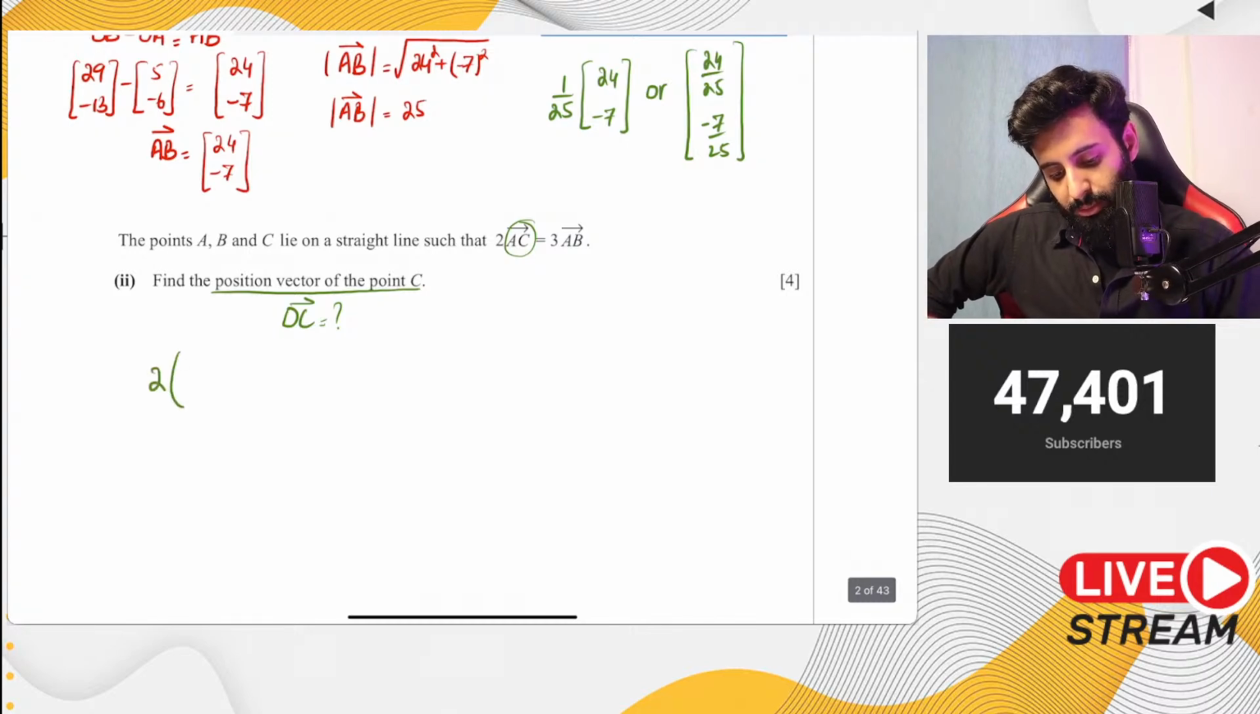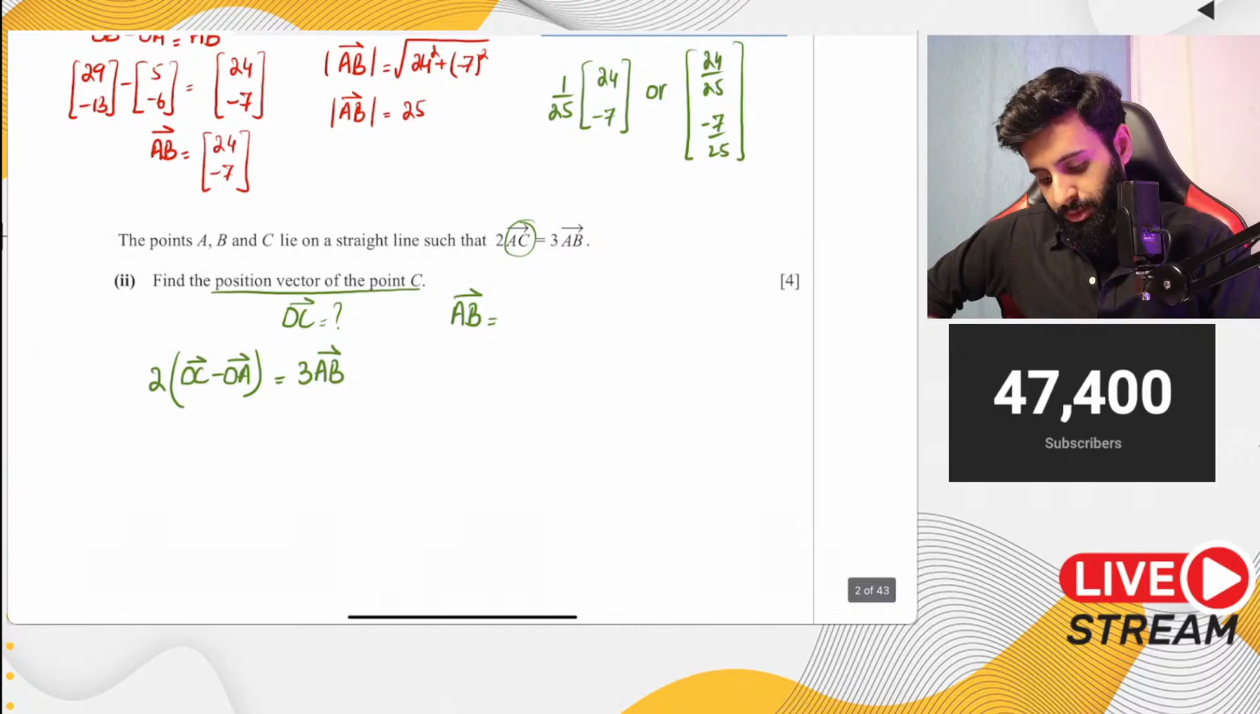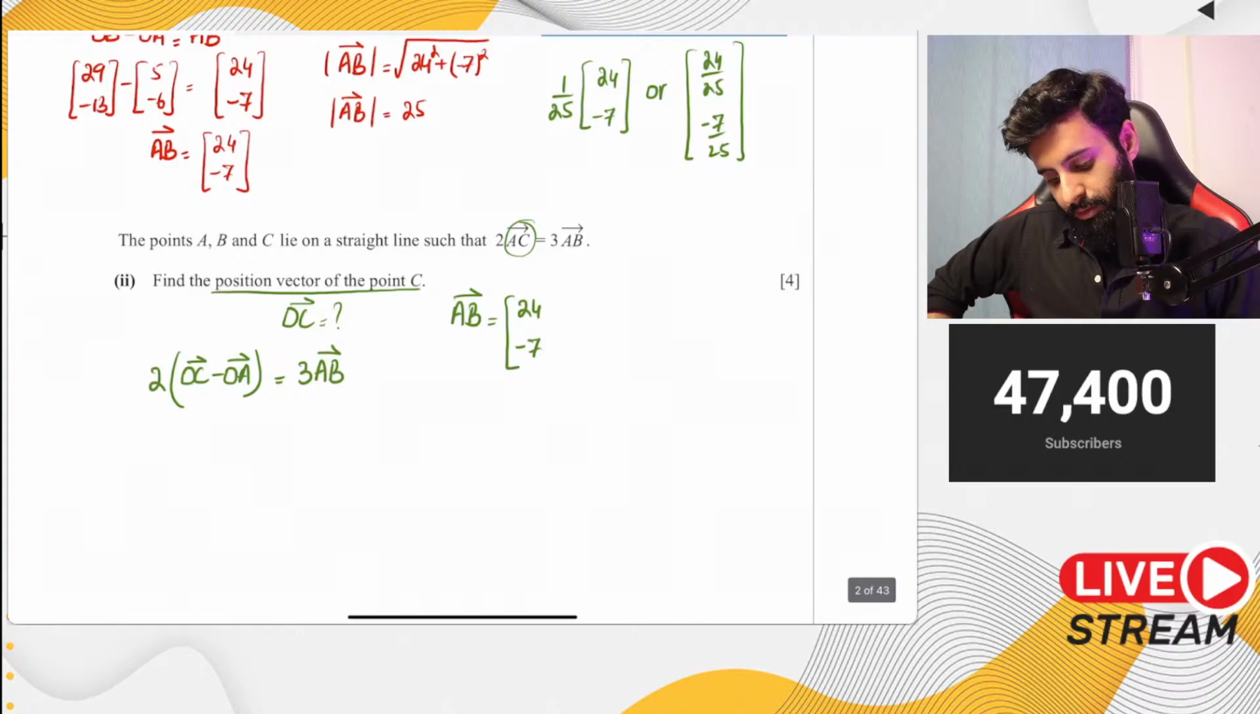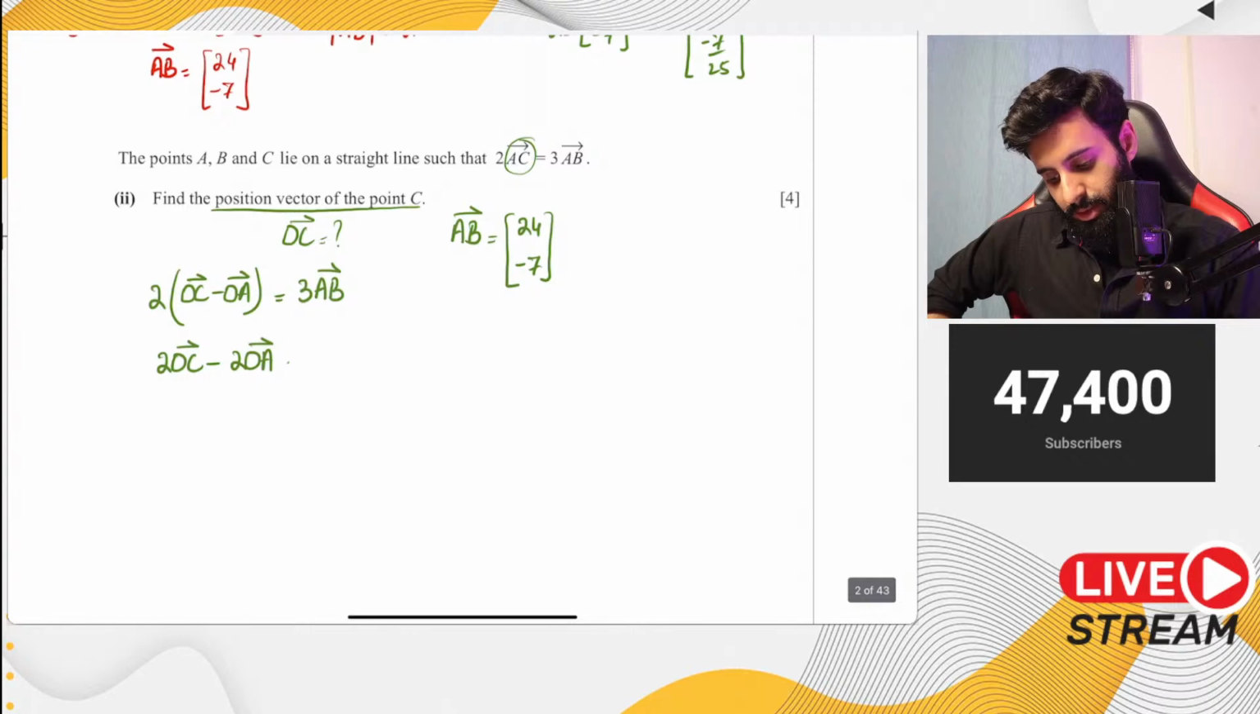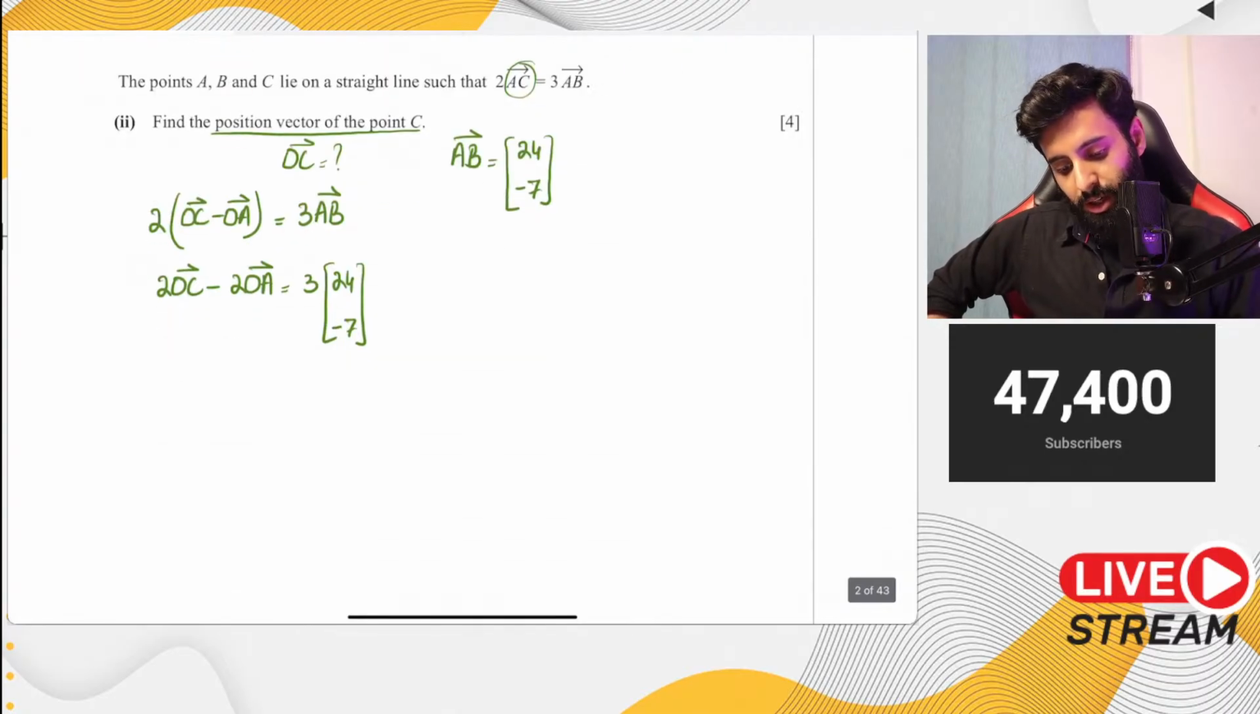AC you can split open by simply doing OC minus OA. Okay, OC minus OA will give you AC, and this is equal to what? This is equal to 3 times of AB. Now the good thing is, since we already know what AB is equal to, there's no need to rewrite AB as OB minus OA. We're just going to use the answer from the previous part, which is 24 and minus 7. So this becomes 2 times of OC minus 2 times of OA, which is equal to 3 times of AB, which means 3 times of 24 and minus 7. All right. Now we have to somehow make OC the subject.